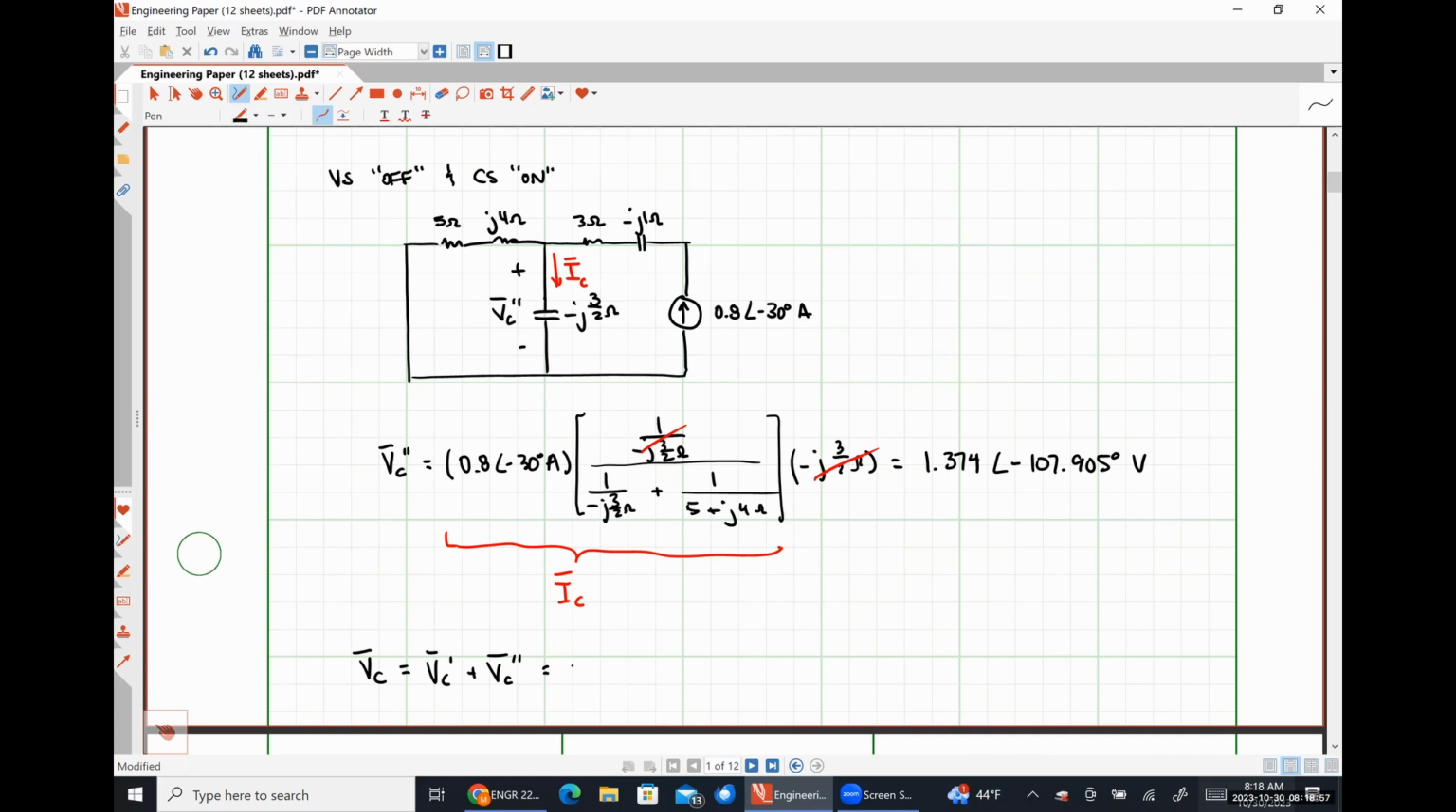And I get 3.995 with an angle of negative 93.758 degrees volts. Are we done? No. So let me explain why we're not done.